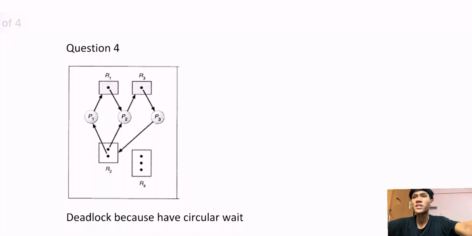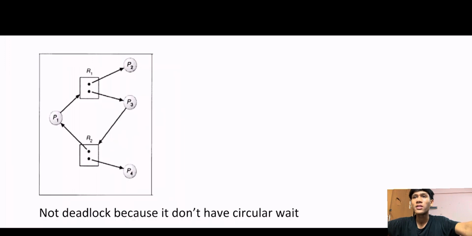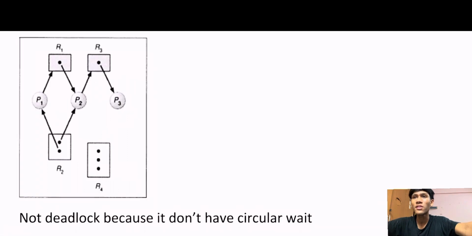So the first picture is deadlock because it has circular wait. And the second picture is not deadlock because it doesn't have circular wait. And the third picture is not deadlock because it doesn't have circular wait.